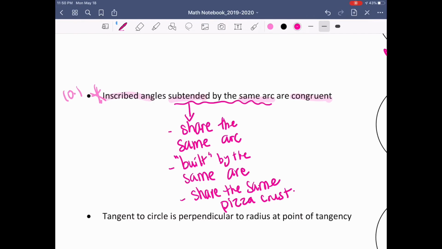Okay, so two inscribed angles that share the same arc are congruent. The word congruent means exactly the same.